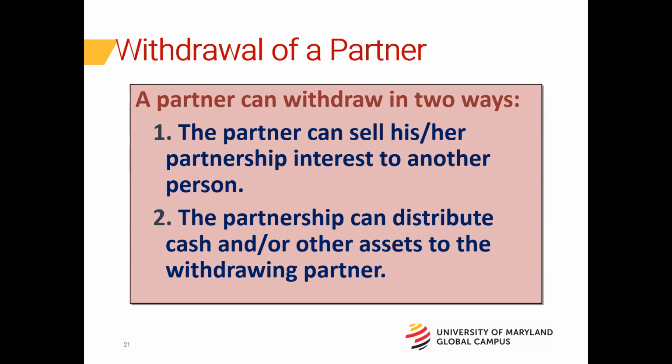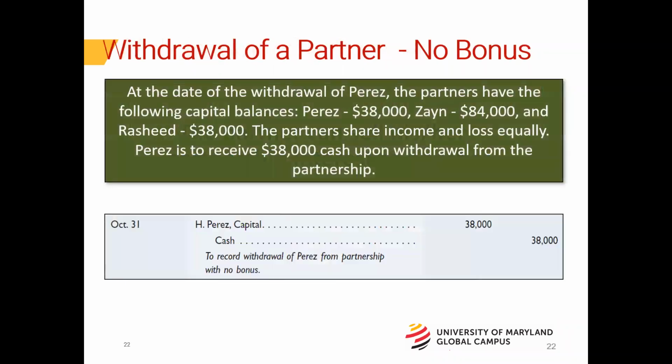And number two, the partners can simply take out cash for whatever reason, right? It could be a personal reason. Maybe it could be a loan from the business to the partner. There are a lot of different reasons for it, but of course the partners need to agree before something like that happens. So here's an example.